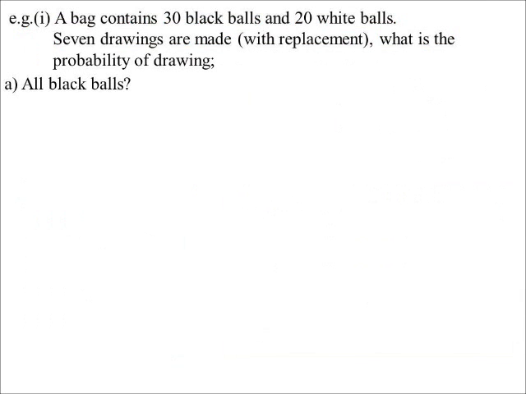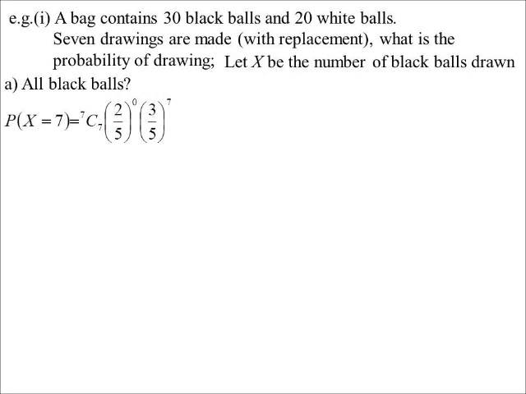All right, so we've got a bag, 30 black balls, 20 white balls. Now, the important thing with this is the probability has to be the same every time we do it. So this must be with replacement, because if I didn't put the balls back, the probability would change on each particular drawing. So we're going to pull out 7 balls. Probability that they're all black.